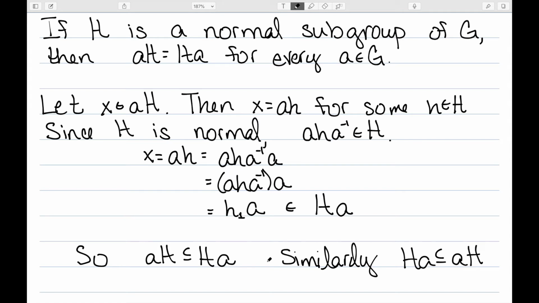This doesn't tell us that just because the left and the right cosets are equal, that means it's a normal subgroup. But if we can show that the left and right cosets are different, we know it's not a normal subgroup.